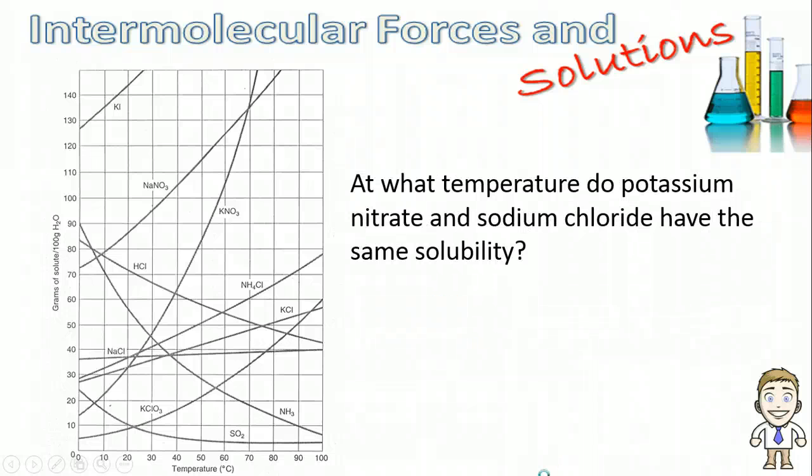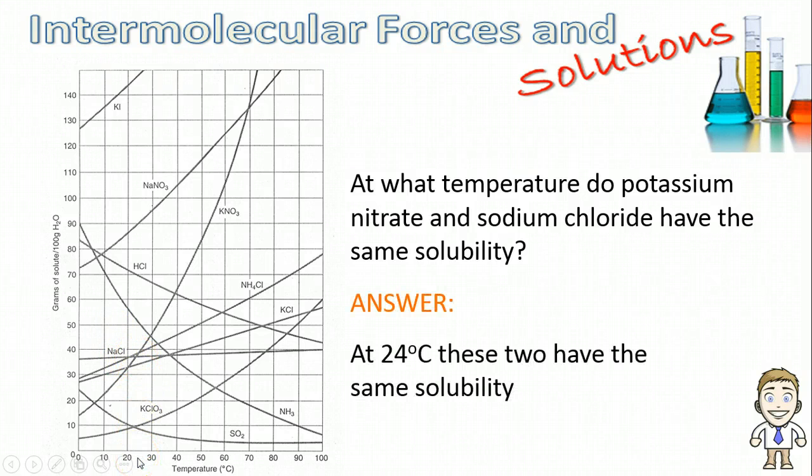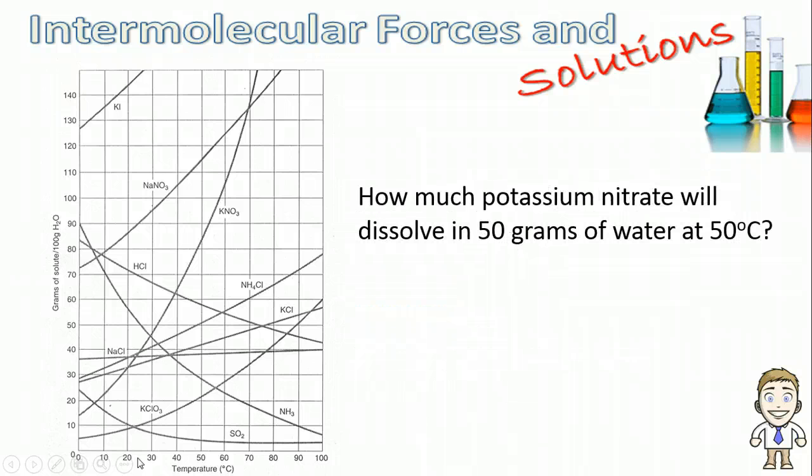Here's a different type of question. At what temperature do potassium nitrate and sodium chloride have the same solubility? Here's the KNO3 line. Here's the sodium chloride line going across this way. Wherever they meet, at that mass and temperature, they have the exact same solubility. That temperature corresponds to, I'm going to estimate maybe around 24. 24 sounds pretty good.